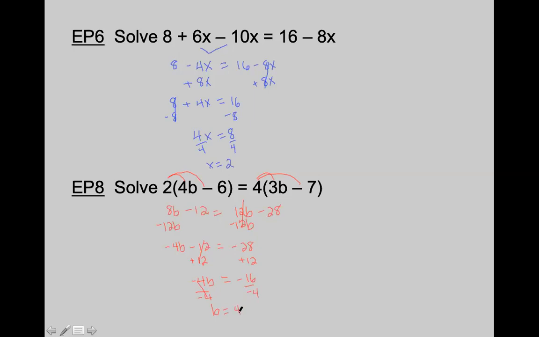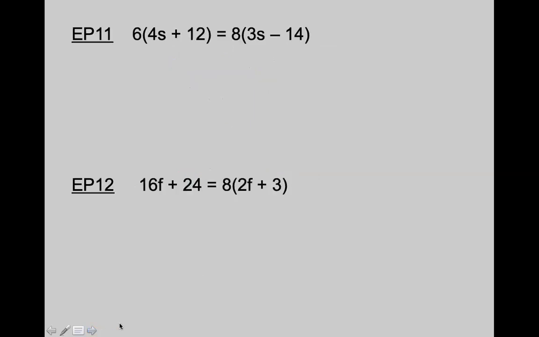All right, let's look at the next slide. We're looking at extra practice problem number 11, and I'm seeing distributive property again. So let's start up here on this side.